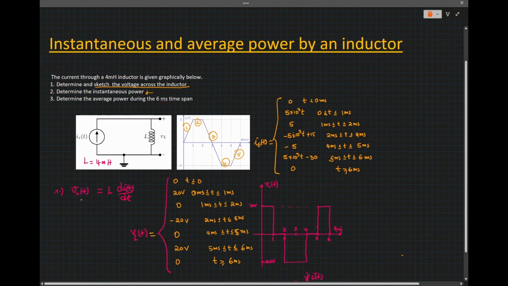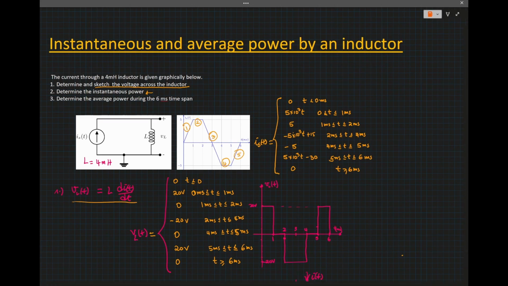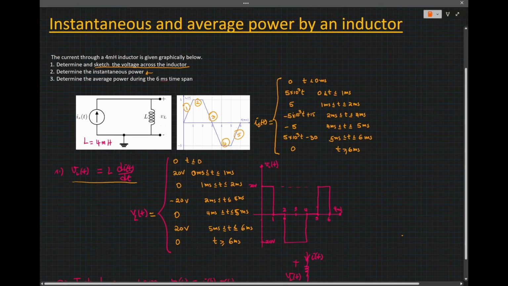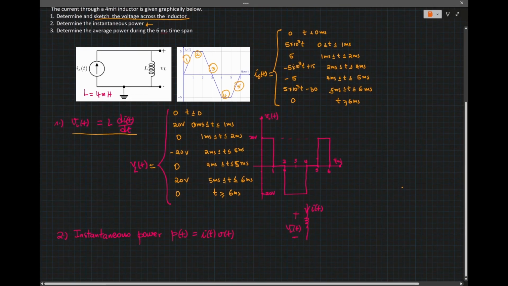Know that the voltage across an inductor is L, the inductor value, times the rate of change of current with respect to t. So we differentiate the current, L di dt, and we have the voltage VL of t given as a piecewise function here. So this was from the previous video, right?